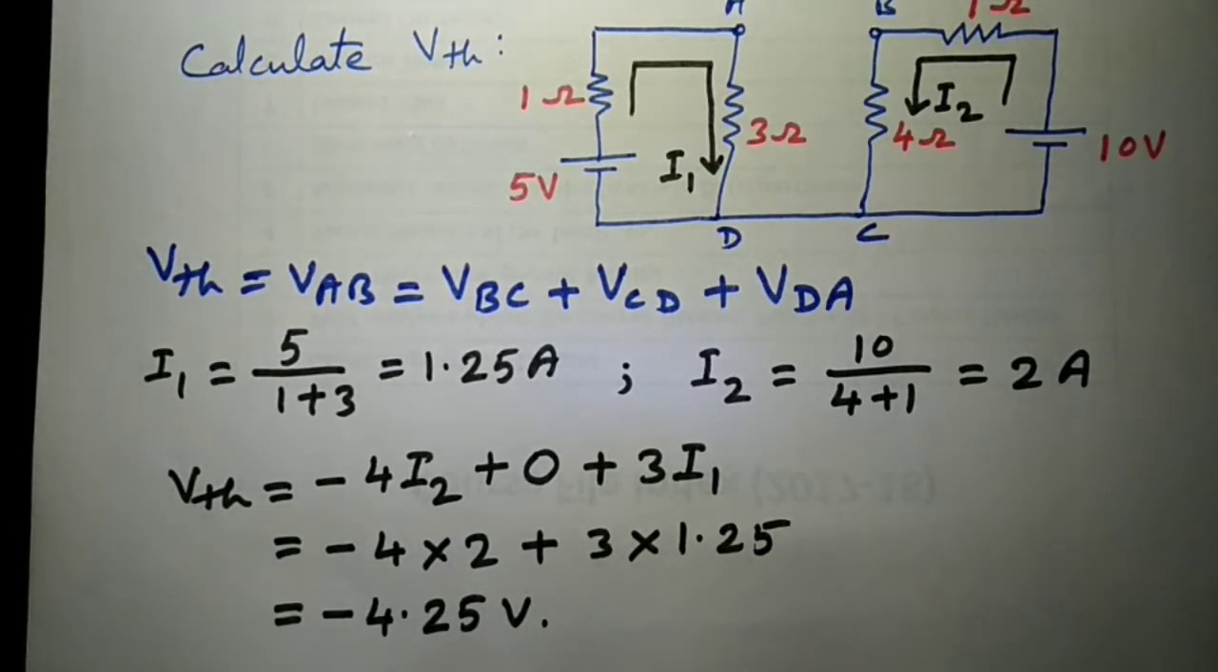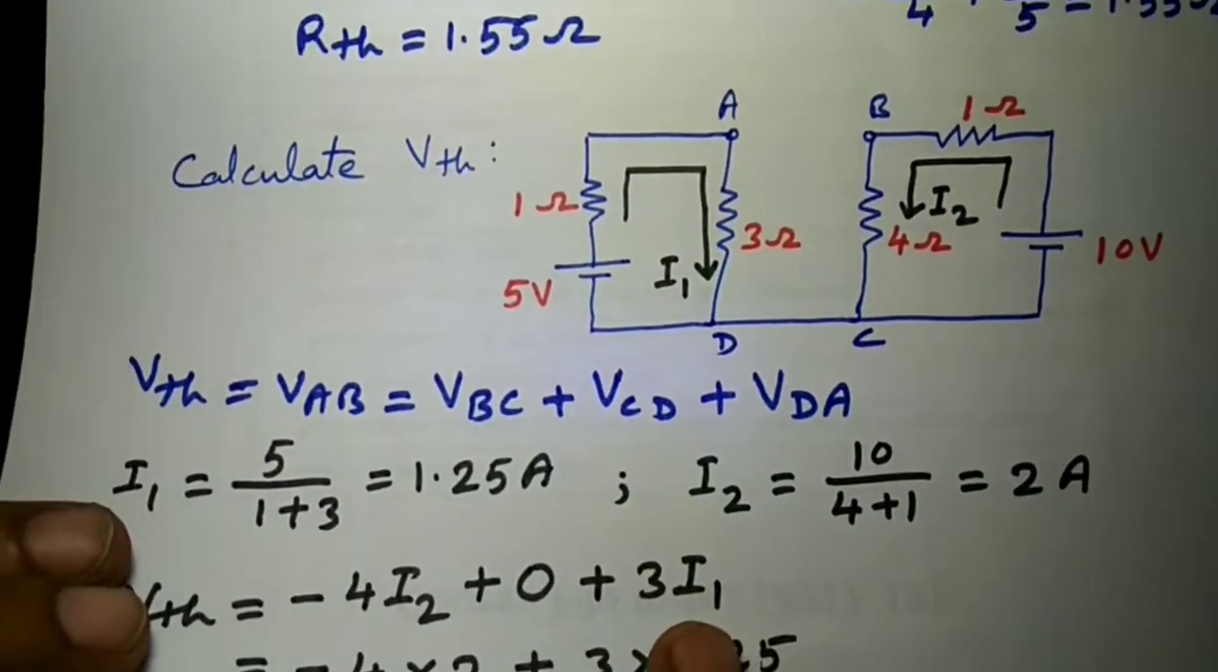See that the value of VTH is negative here. That doesn't mean the value is wrong. It is just that the polarity of the voltage source is reversed. But when we draw the Thevenin equivalent circuit, we will consider only the magnitude of the value. That means we will consider 4.25 volt.